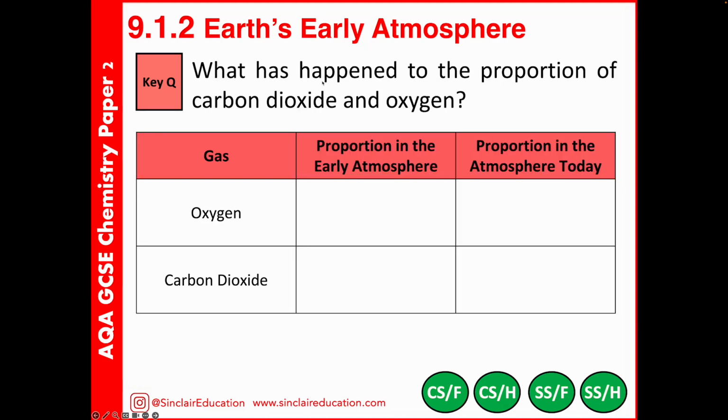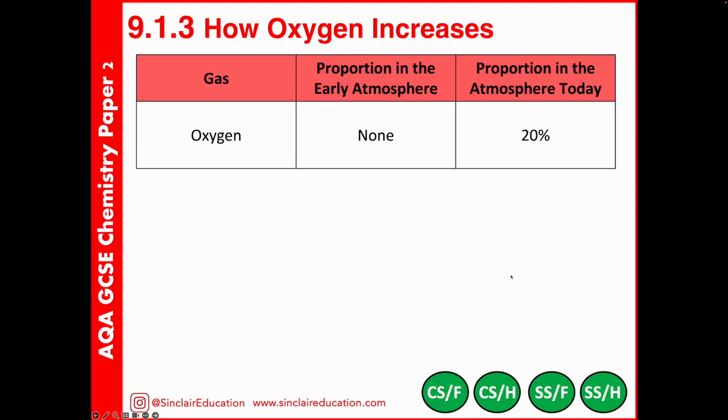So, two things have happened. Since the Earth's early atmosphere formed, oxygen levels have gone from 0 to 20%. So in the Earth's early atmosphere, they'd be close to 0 or none, while today we're looking at 20%. Carbon dioxide was once 90+%, while now it's down to trace amounts at 0.04%. So oxygen has gone massively up, carbon dioxide's gone massively down.